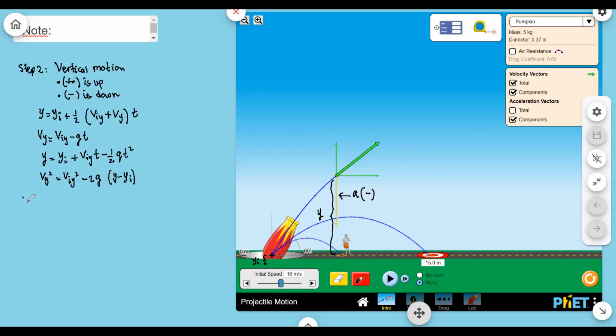Step number 3, if you want to solve a problem in projectile motion, is to solve for the unknowns in the two separate motions, one horizontal and one vertical. Note that the only common variable between the motions is the time t, meaning the time taken, or the time of flight, is the same for vertical and horizontal motions.